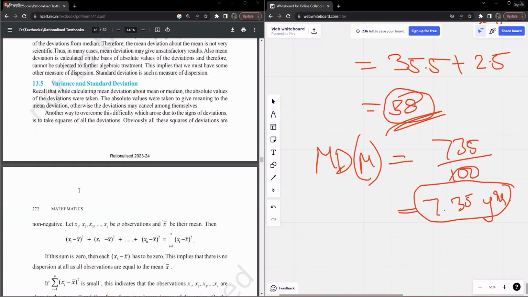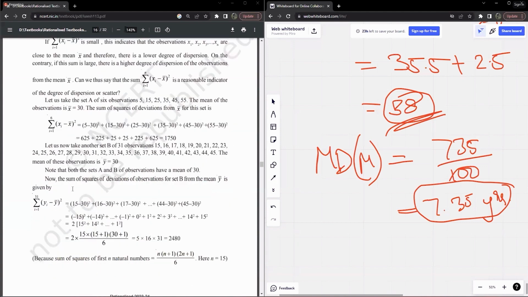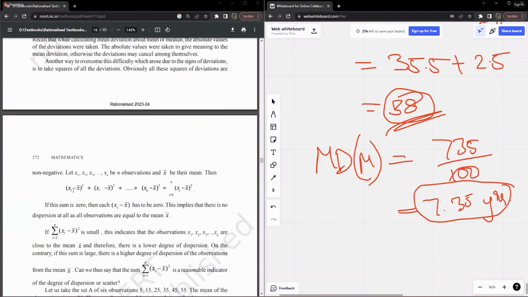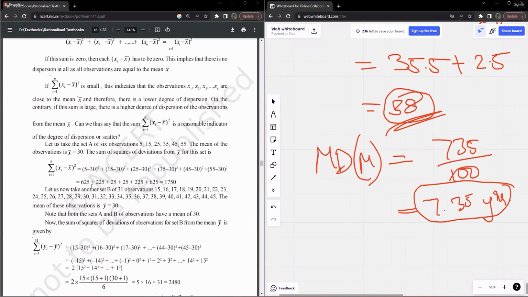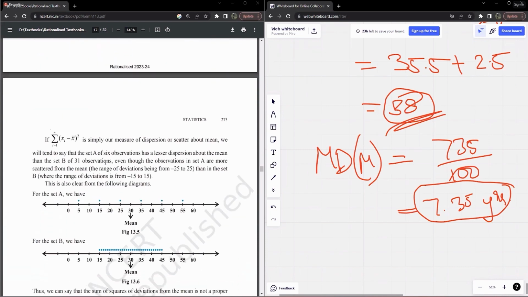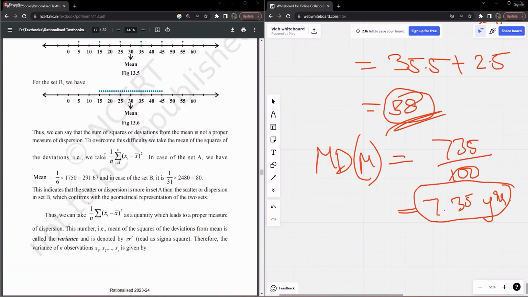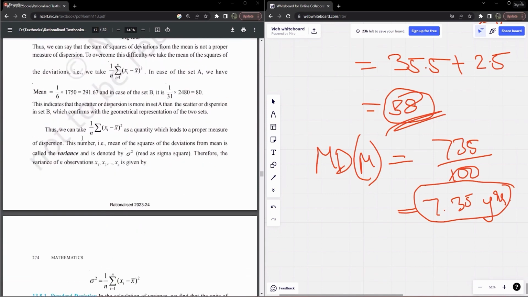The variance is basically the square sum of the deviations of each observation from the mean, right? Divided by the number of observations. So 1 by n times sigma of xi minus x bar whole square is going to give the variance, which is denoted by sigma square, right? Taking the root of this is going to give us the standard deviation, that is sigma. Cool.